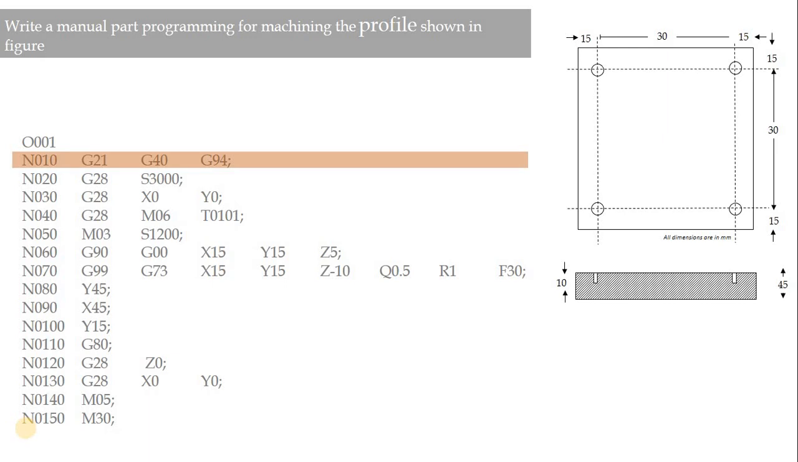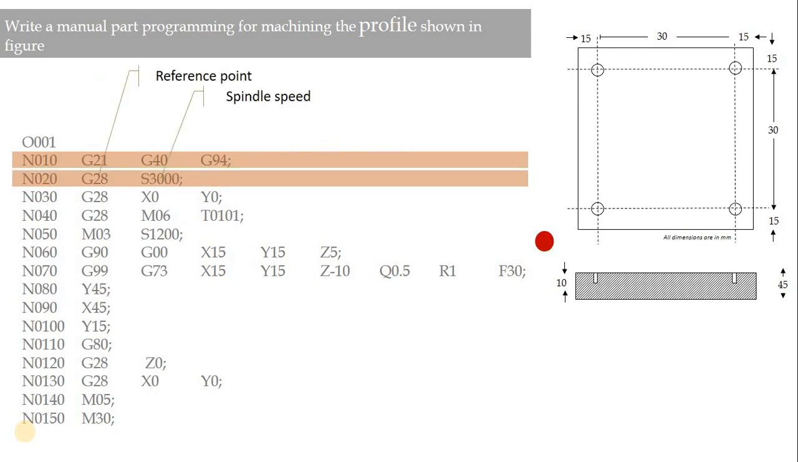The first line talks about G21, G40 and G94. G21 says that the units are in the metric system. G40 tells that no tool compensation is considered in this program, and the feed is given in mm per minute. This is indicated by G94.